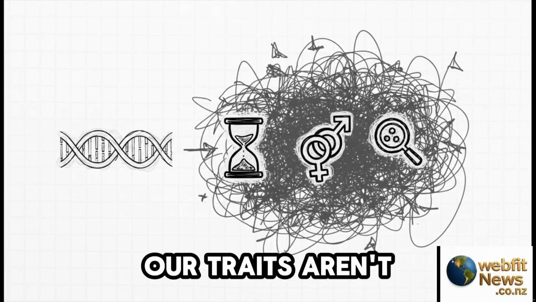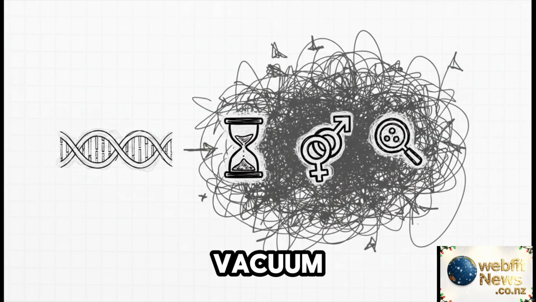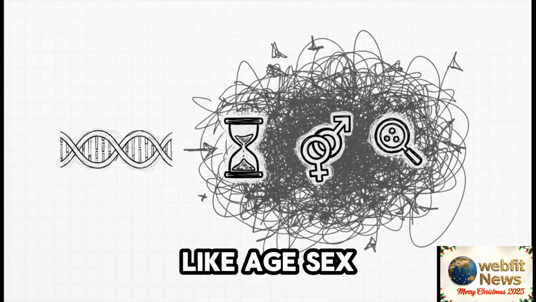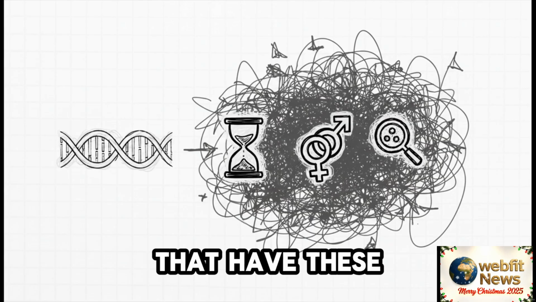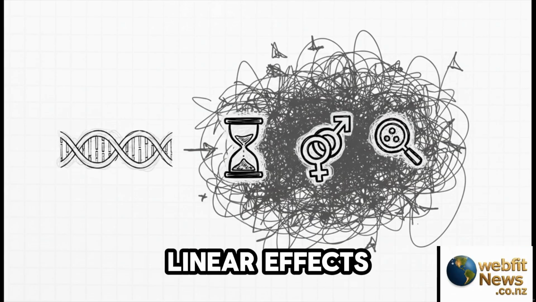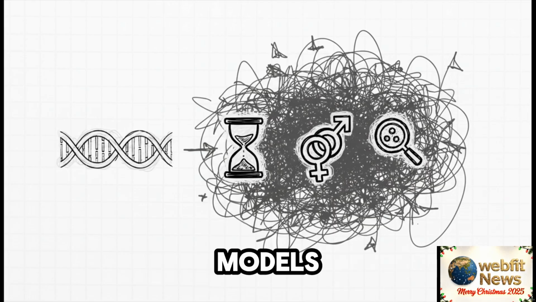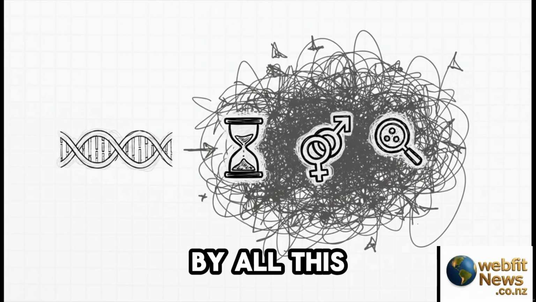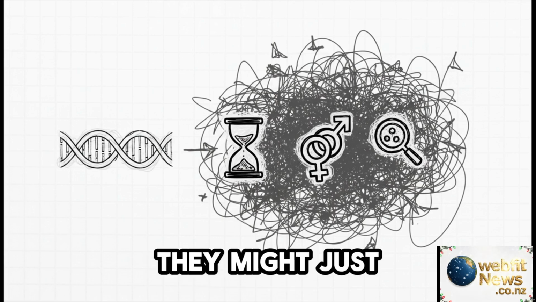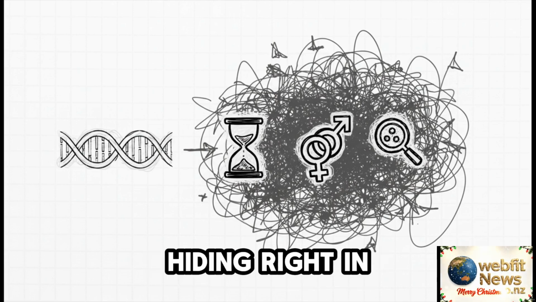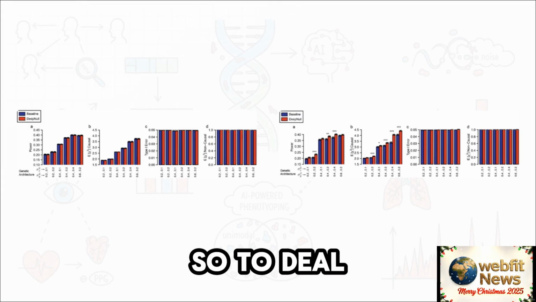See, here's the thing. Our traits aren't just about genes working in a vacuum. You've got factors like age, sex, all these things that have these weird, complex, non-linear effects. They don't follow a nice, clean, straight line. And the traditional models, they can get totally tripped up by all this biological noise. They might just miss the most important clues hiding right in plain sight.